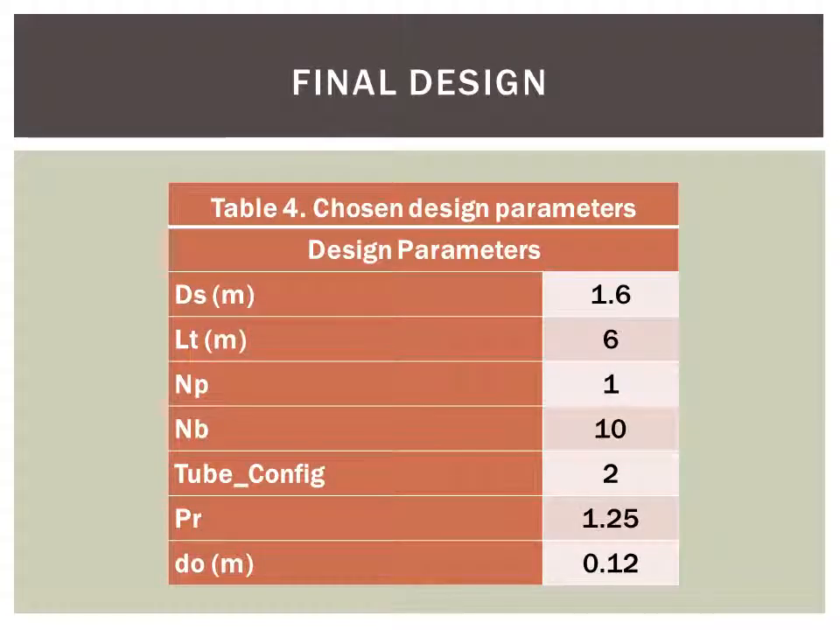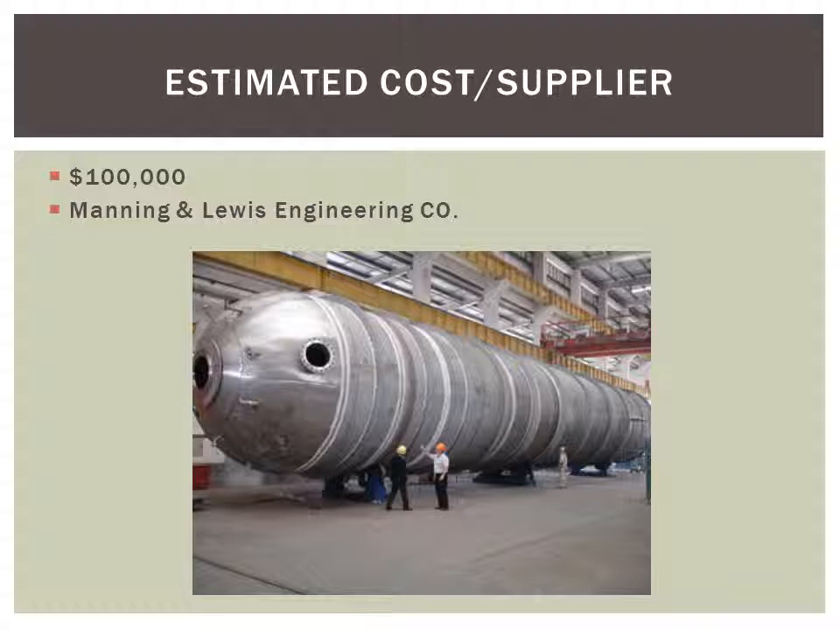The chosen design parameters for the most optimal design are shown here. A single-pass heat exchanger with a triangular pitch configuration was designed. An outer tube diameter was chosen to be 0.12 meters with a tube length of 6 meters. The estimated cost for this heat exchanger is $100,000.